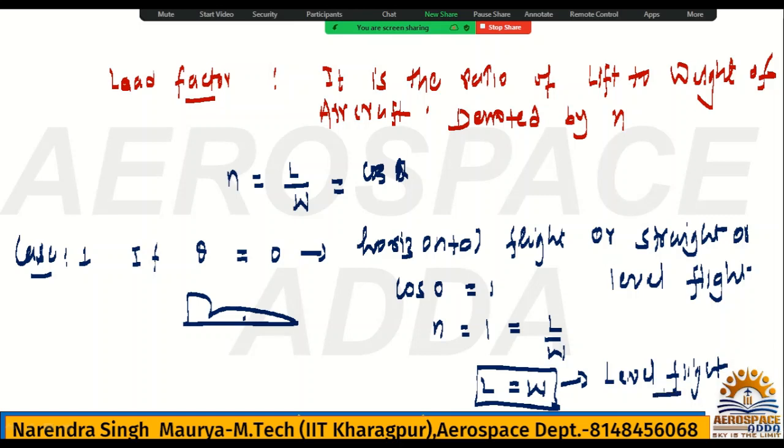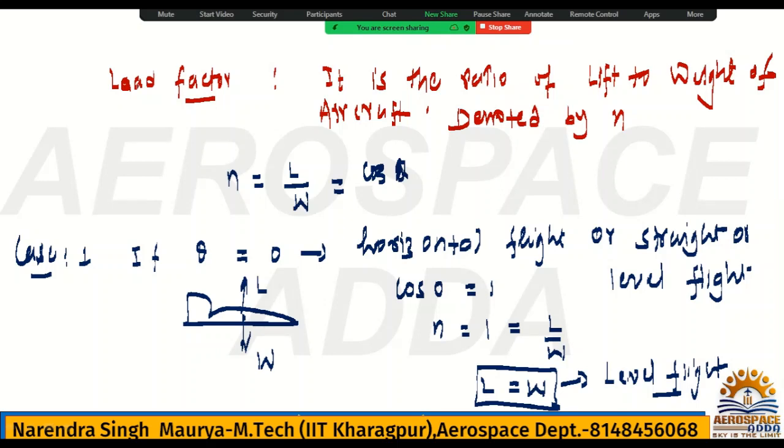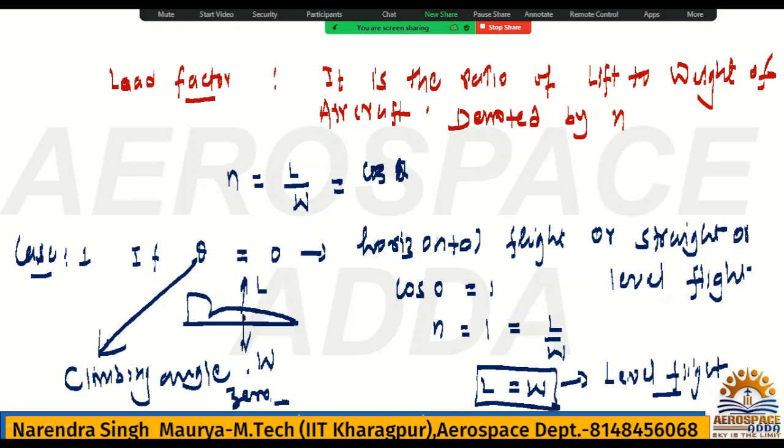Remember, steady level flight. Now this is the weight and this is the lift. Agree or not? Right. This is case 2. Yeah, so very special case 1. If theta is 0, it means it is the horizontal flight or straight flight or level flight. Check the aircraft orientation also. I have drawn horizontal flight. Climbing angle 0. That means it is the straight flight, level flight.